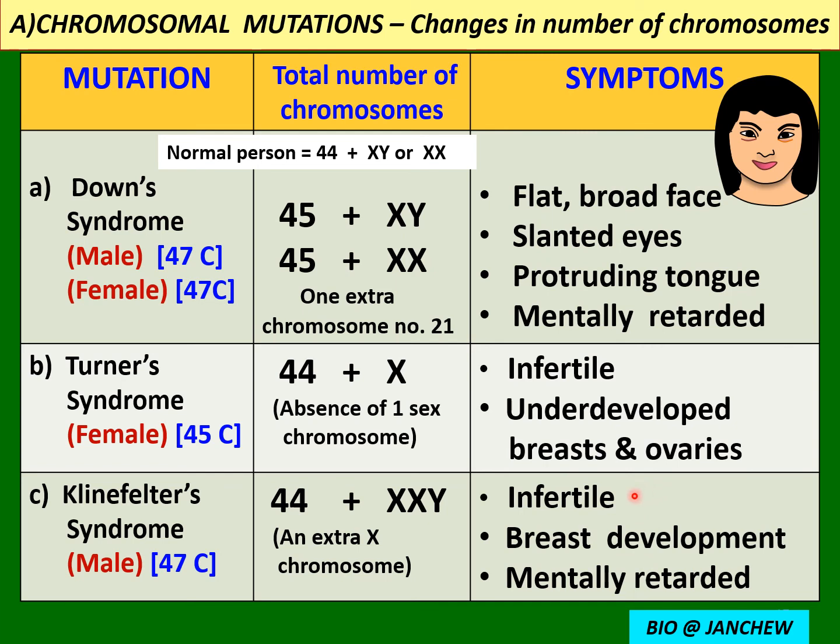This person who suffers from Klinefelter syndrome is infertile, shows breast development because of the influence of the extra X chromosome, and usually is mentally retarded. So for these 3 mutations, the cause is the same, and that is non-disjunction, where homologous chromosomes fail to separate during meiosis.